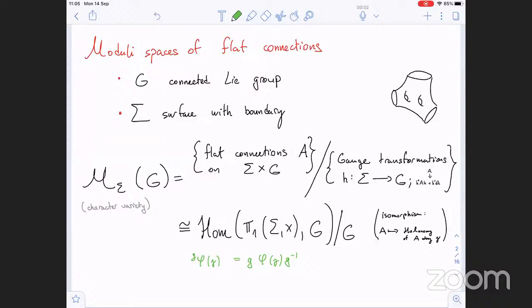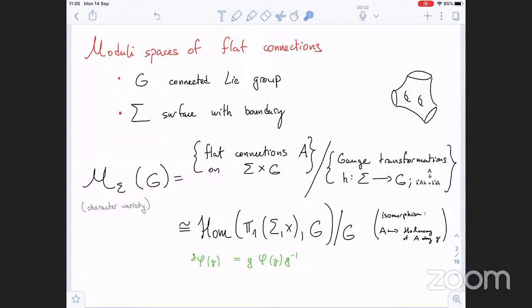And this isomorphism between these two pictures is very easy. For any flat connection A, you can take holonomy along a path. And because we only look at flat connections up to gauge transformations, this holonomy is only defined up to conjugation at this marked point, right? Because you can still use some gauge transformation.